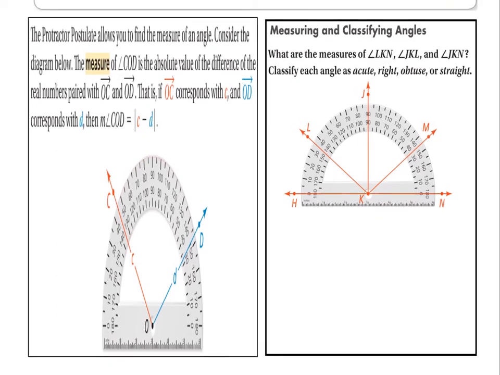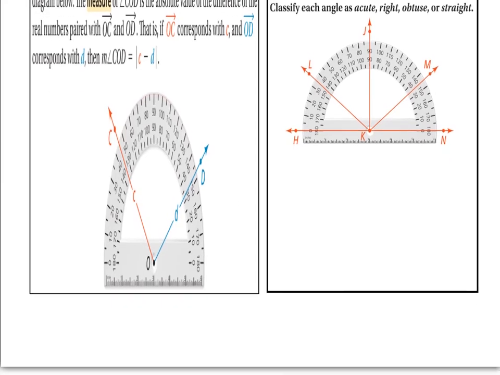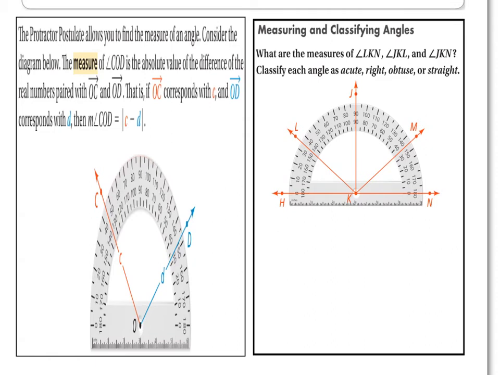Consider the diagram below. The measure of angle COD is the absolute value of the difference of the real numbers. Now, this is really no different than finding the distance between two numbers on a number line. As we look at this example of angle COD, we want to figure out the measure of angle COD. So what we're going to do is take these 2 points, this point minus this point, to get our answer.